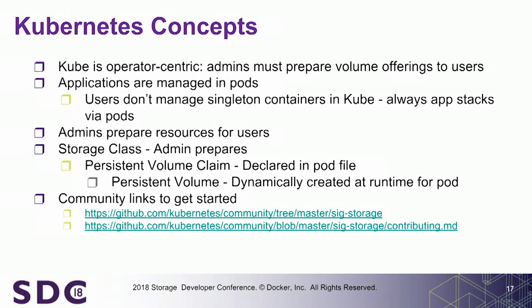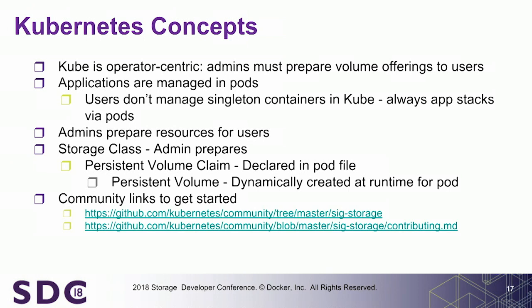And then underneath that storage class, you declare storage offerings. And then users can say, hey, I need an application. I want to use a certain amount of storage off of this particular offering, and then Kubernetes will start reaching out to that. So the persistent volume claim is basically the official runtime request for storage. When I'm launching an application stack, I make a persistent volume claim, and then Kubernetes will return a persistent volume that can then be mounted into your container.